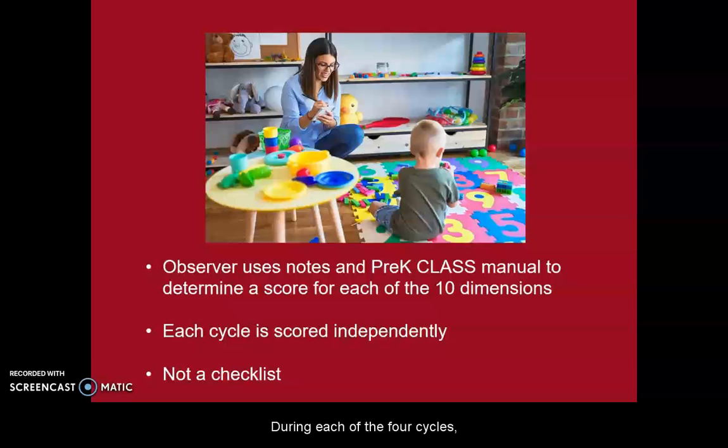During each of the 4 cycles, the CLASS observer watches the whole classroom, observing all children and adults present. The observer takes detailed and comprehensive notes throughout each cycle. At the end of each cycle, the observer refers to their notes and the Pre-K CLASS manual to determine a score for each of the 10 dimensions. Each cycle is scored independently of the cycles that occur before or after.